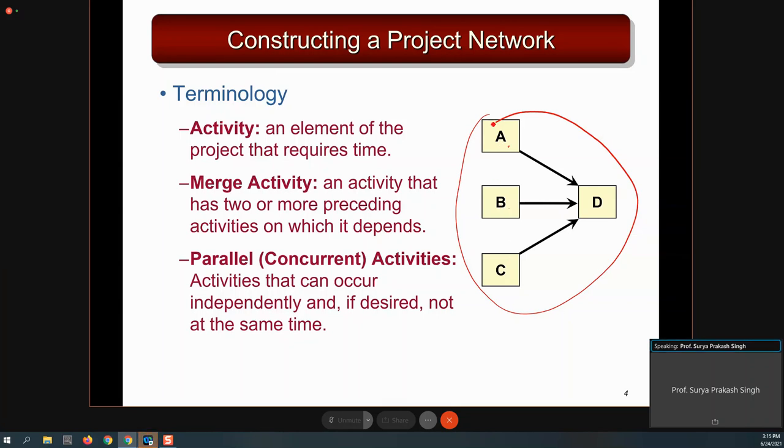So all 3 activities A, B, and C in this diagram are parallel activities, or they do not depend on any activity. But if I take activity D, it says that D can only start if all 3 activities A, B, and C are completed. If one of the activities is not completed, you cannot start D. When we see this type of situation in a project, it is known as a merge activity. It means that activities A, B, and C are merging into activity D. That is the meaning of merge activity.